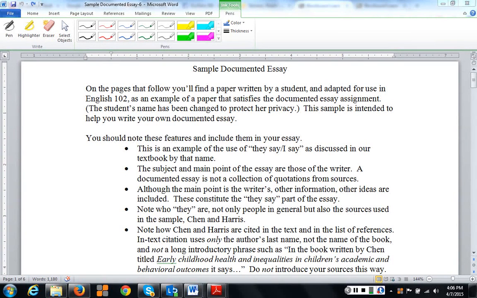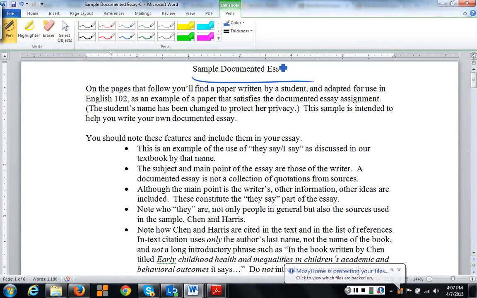The documented essay then, okay, Howard, excuse me a minute, but for some reason I'm not getting my pen to work. Hang on. All right, sorry about that. I think I've got my pen to work now.